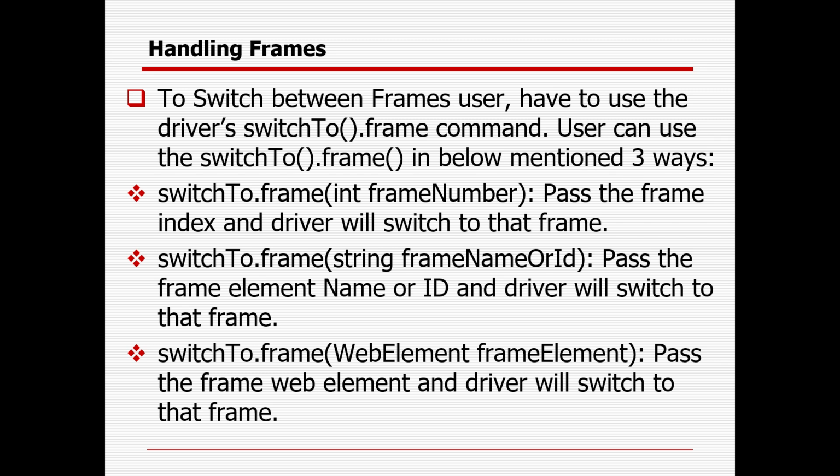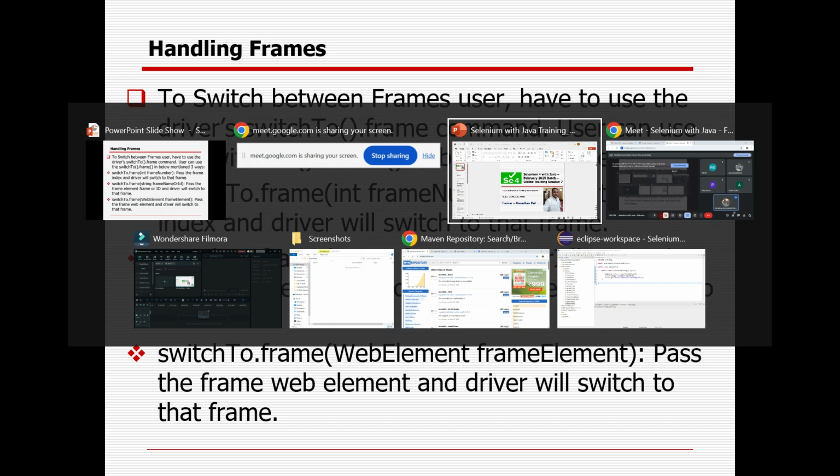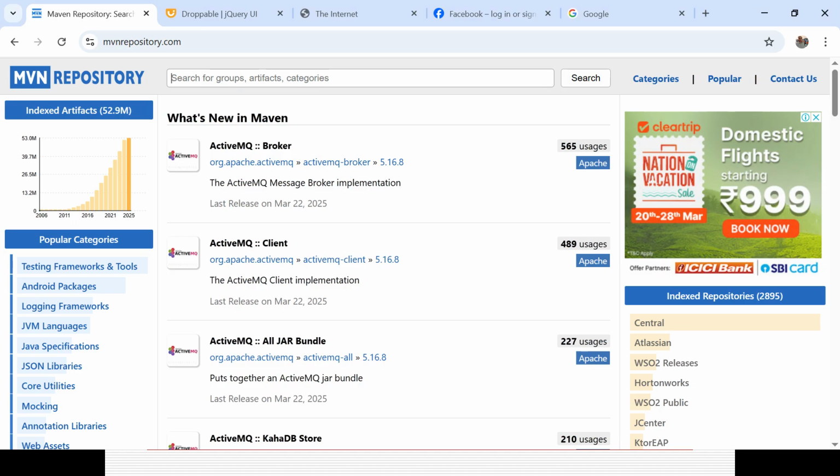Sometimes ID is not available, sometimes name is not available, or sometimes element reference is not available. Whatever is available, you can deal with it using one of the three options: either the frame index number, or the name or ID which is in string format, or a web element reference which is in web element format. That is the way you can deal with the frame. I will simply show you how to deal with the frame. So let's go to a site where a frame is available.